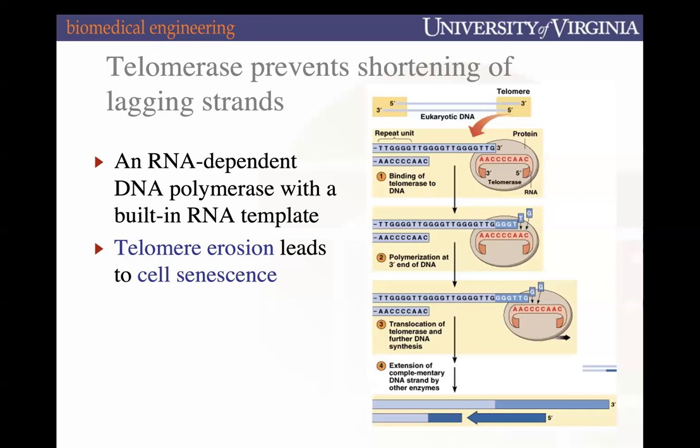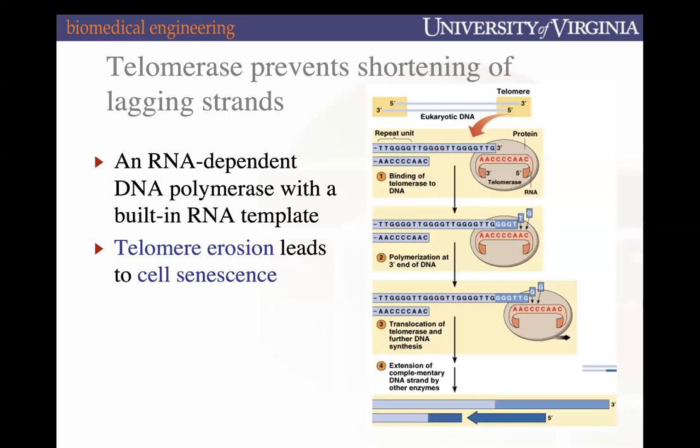And typically the telomeres are rich in G's and T's. And so it's like this repeating sequence that protects the DNA away from the telomeres. And so telomerase helps to avoid something called telomere erosion, or the loss of telomeres. It ends up providing the built-in RNA template to elongate here, and it enables the protection of the telomeres. And when we lose our telomeres, that leads to something called cell senescence.